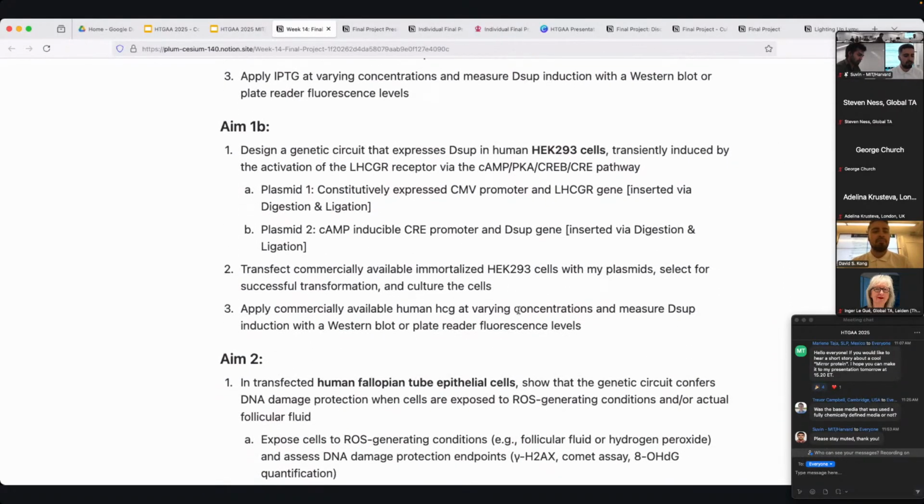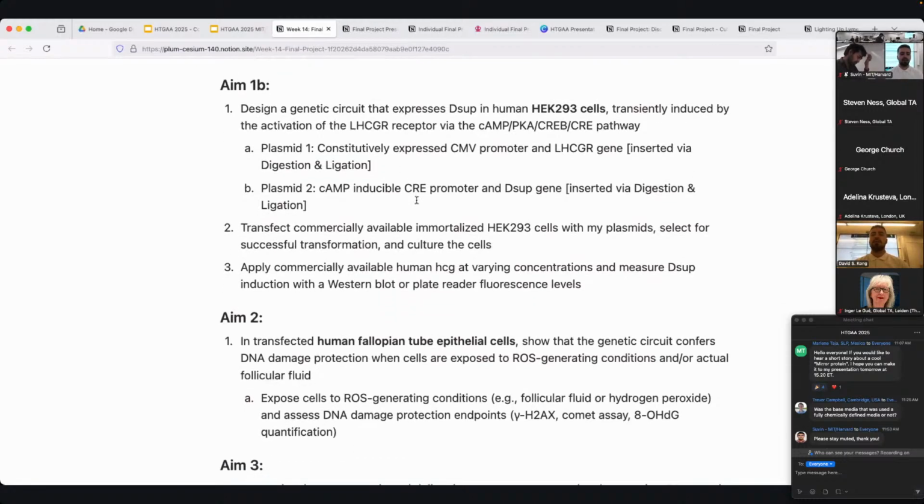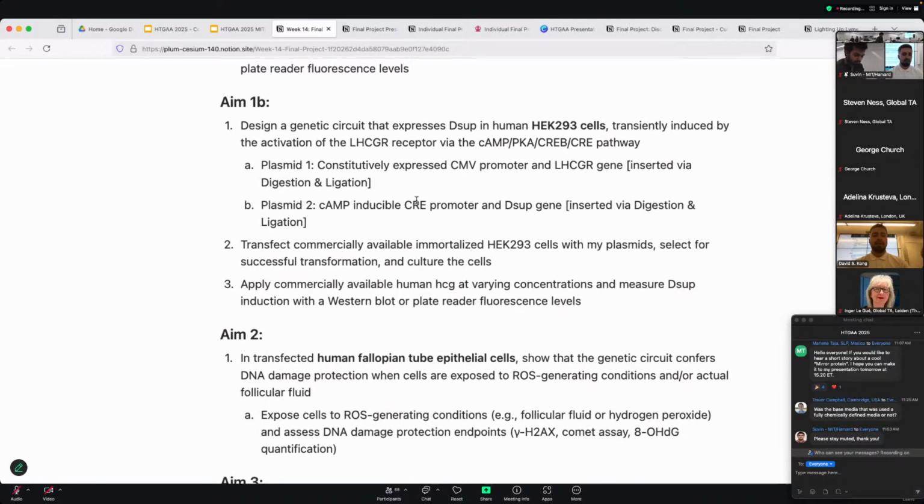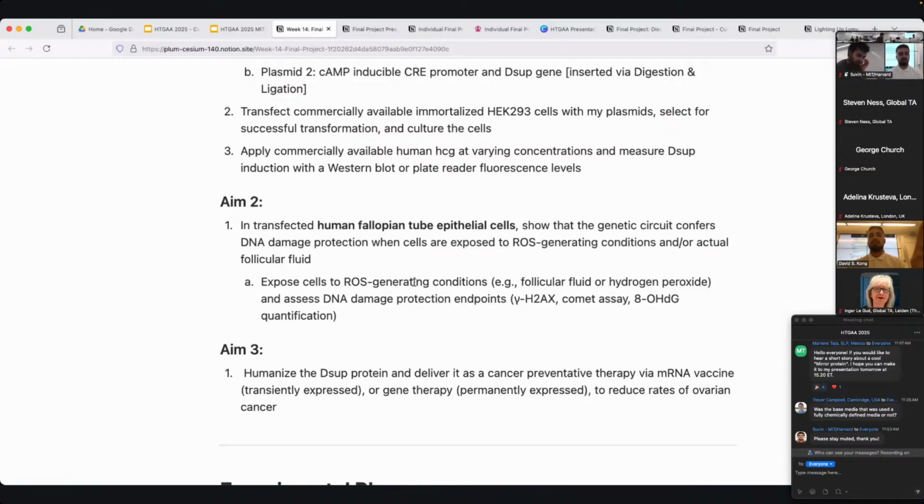So my first aim, I'll go sort of backwards here, was to express the DSUP protein, inducible by LH, in human HEK293 cells to show that we could use the same system that Chris Mason had already shown, but make it inducible. Aim 2 was going to be doing this in human fallopian tube epithelial cells, exposing them to some reactive oxygen species rich media like hydrogen peroxide and testing how this is actually protecting the cells from DNA damage. And then finally, the long-term vision is maybe this could be a gene therapy or an mRNA vaccine that allows the human fallopian tube epithelial cells to express the DSUP.